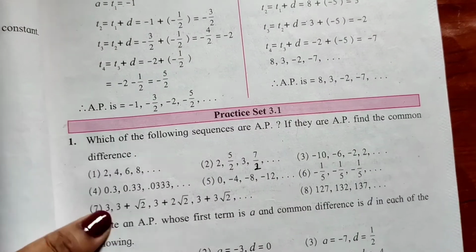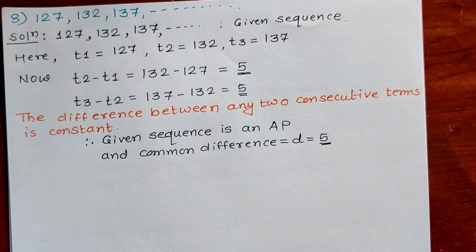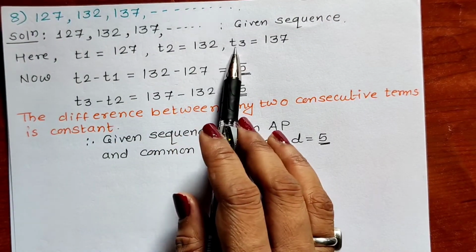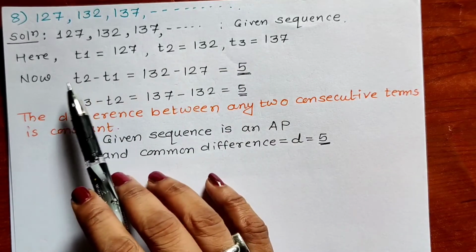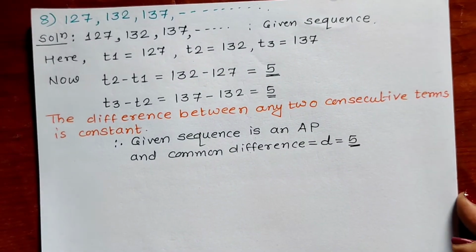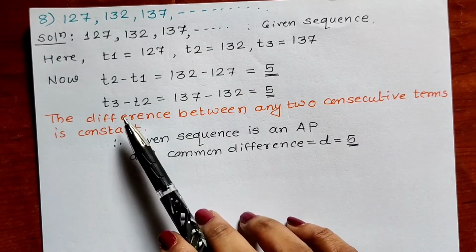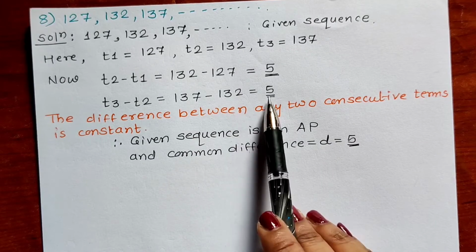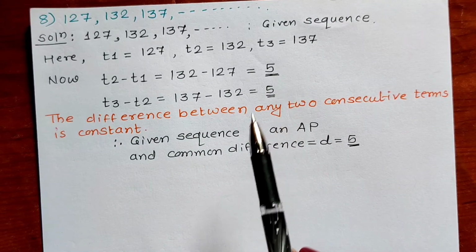127, 132, 137. We have to write the given sequence. Then write T1, 127, T2, 132, T3, 137. First we do T2 minus T1, which is 132 minus 127. So the answer is 5. Then we do T3 minus T2. Again 137 minus 132. The answer is 5. Every time we are getting the answer 5.